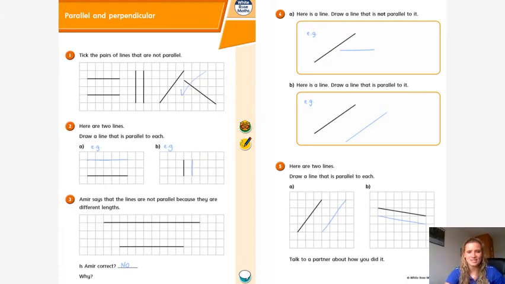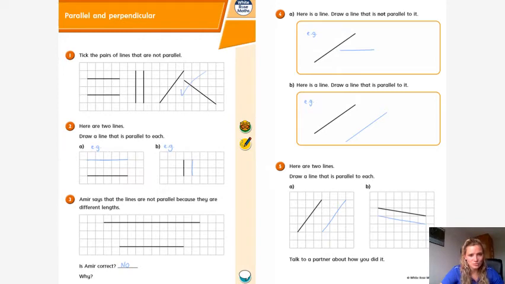Okay, so let's have a look at the answers. So number 1, tick the pairs that are not parallel. So obviously for this one, the non-parallel ones are the final ones, because again, it doesn't matter how far away your lines are, as long as they are running in the same direction and will never cross, that means they are still parallel.